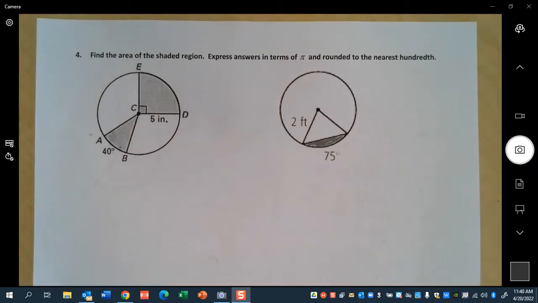So on the back, what is the difference between the front and the back? Conceptually. What is the difference between the front and the back? What are we talking about? What are we solving for? What are we looking for?